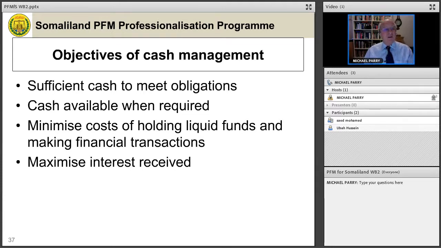Cash management. The objectives of cash management are fourfold. You must have cash to meet your obligations, and you must have cash available when required. We've talked about this already, part of efficiency. You should minimize the cost of holding liquid funds and making financial transactions. The TSA will help you achieve objective 3. And you should maximize any interest received. So if you've got unused funds, you don't leave it sitting in a current account. You put it where it can earn interest.